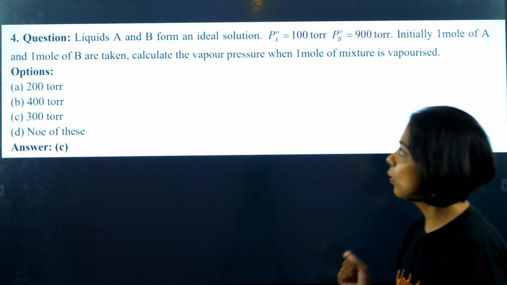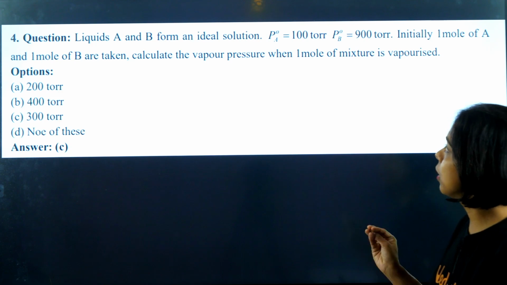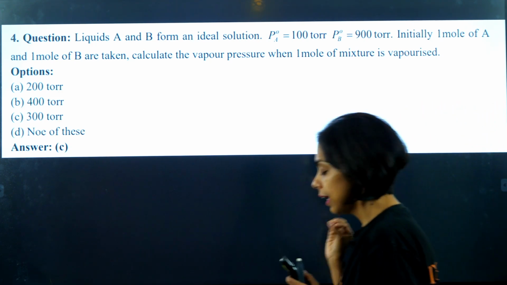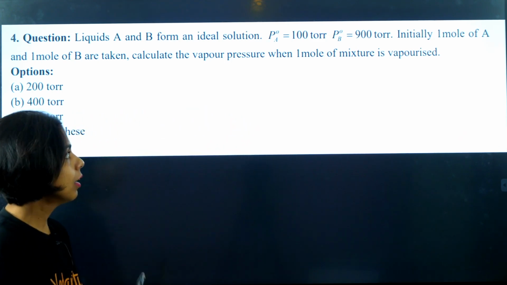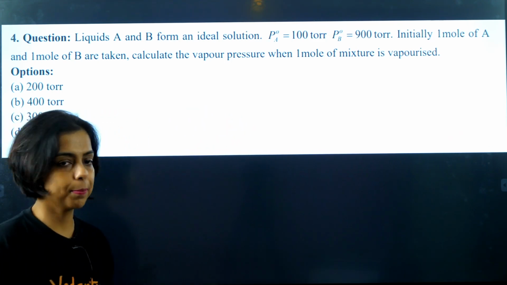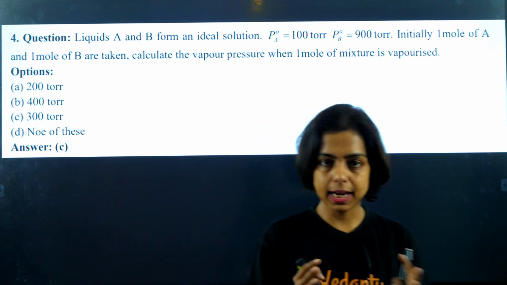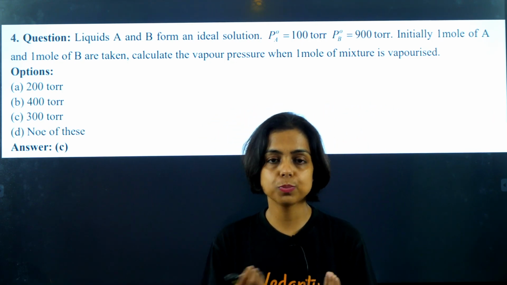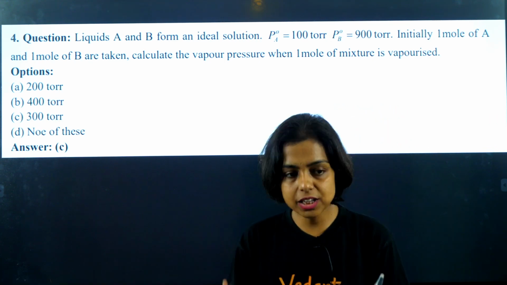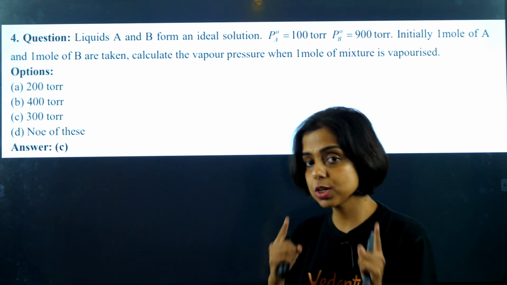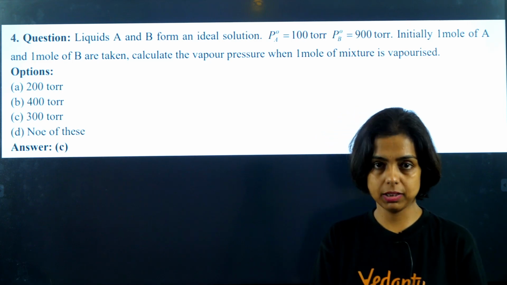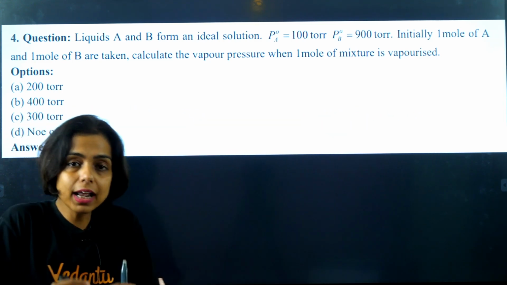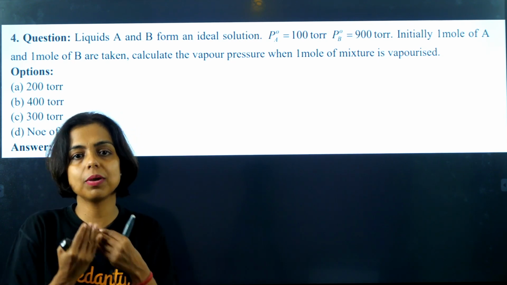Now the next question. Liquids A and B form an ideal solution. P naught A and P naught B are given. Initially 1 mole of A and 1 mole of B are taken. Calculate the vapor pressure when 1 mole of the mixture is vaporized. So you have liquids A and B forming an ideal solution. You know the vapor pressures of the pure components, P naught A and P naught B. Initially you have a mixture with 1 mole of A and 1 mole of B, right? You are supposed to calculate the vapor pressure when 1 mole of the mixture is vaporized.